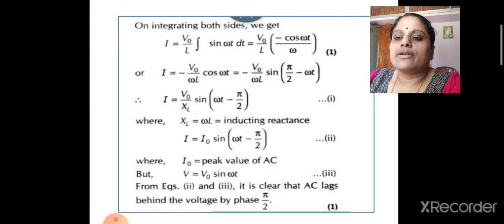In short, we can write the instantaneous current I equals I0 sin of omega t minus pi by 2. Here I0 or Im is the peak value of the alternating current, and the applied voltage is V equals V0 sin omega t. From equations 2 and 3, it is clear that the AC lags behind the voltage, or the current is lagging behind the applied voltage by a phase difference of pi by 2 radians.